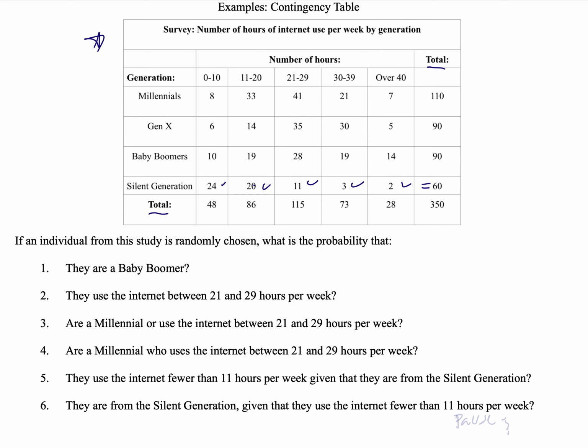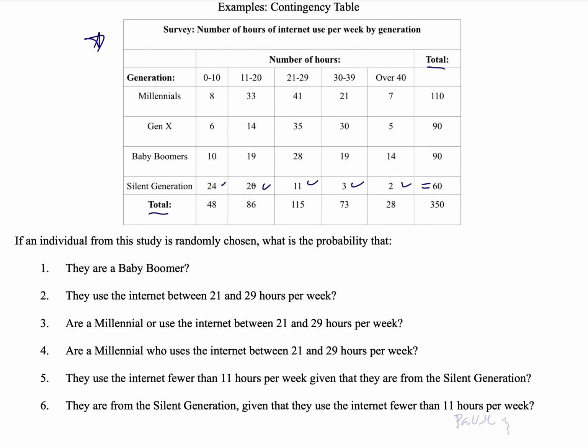So let's look at this table and answer. This was a survey of number of hours of internet use per week by different generation. If an individual from this study is randomly chosen, what is the probability that that individual is a baby boomer? What is the probability that that individual uses the internet between 21 and 29 hours per week? The probability that they're a millennial or use the internet between 21 and 29 hours per week. The probability that they are a millennial who uses the internet between 21 and 29 hours per week.